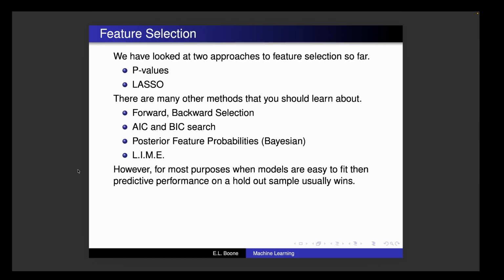There's also LIME. However, for most purposes, when models are easy to fit, then predictive performance on a holdout sample usually wins because it's telling you how well it predicts. And how well these features predict versus the other ones are more fit-oriented. How well do these features fit the data? Okay, so it's a little bit of different thought, but from a machine learning standpoint, if our goal is predictive performance and how well we can predict using our data, that's what we want to focus on.